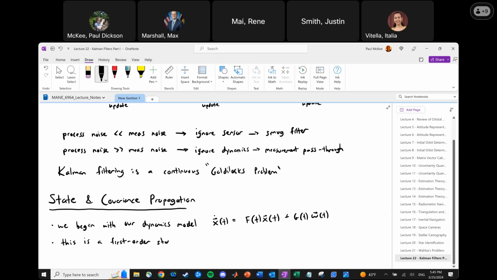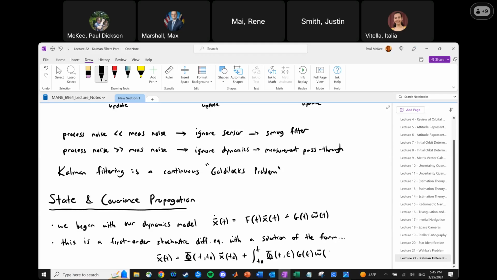There we go. A stochastic differential equation with a solution of the form x of t is equal to capital phi t comma t naught times x of t naught, plus the integral from t naught to t of capital phi t comma epsilon g of epsilon omega of epsilon d epsilon. So this is our solution.